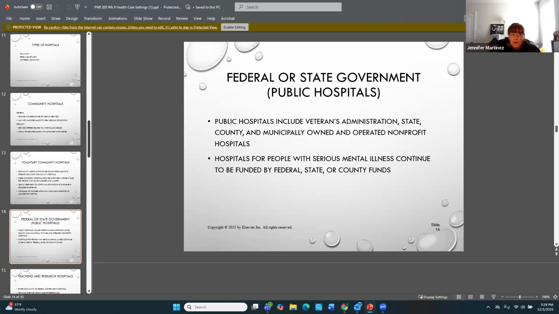Then we have our federal or state government hospitals. These are public hospitals. So these are going to include your VA, or Veterans Administration, your state, county, and municipally owned and operated nonprofit hospitals. It also includes hospitals for people with serious mental illness, funded by federal, state, or county funds.